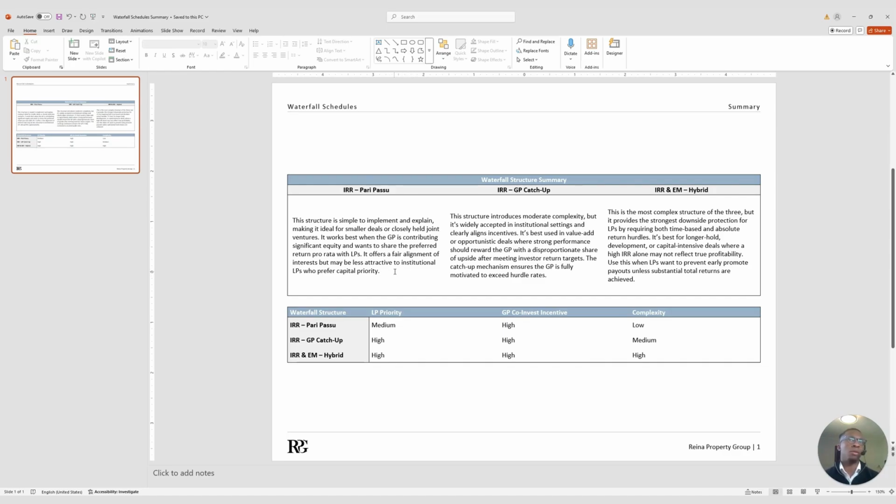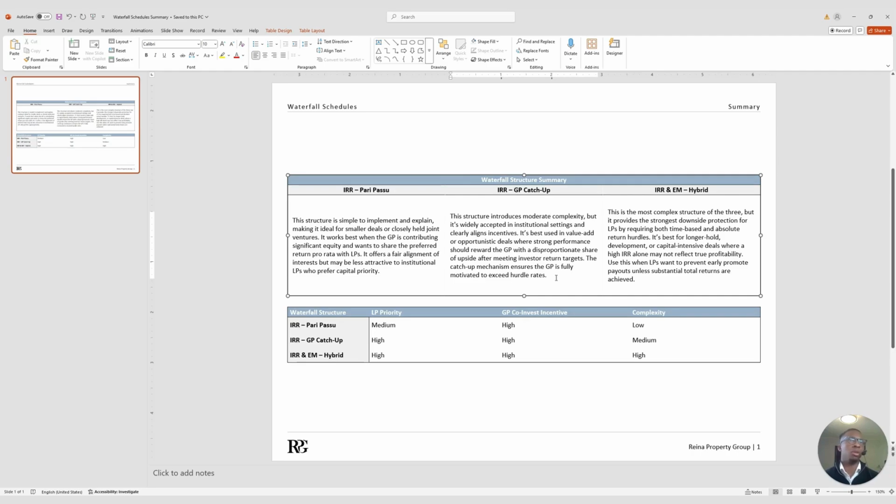But there is a drawback here, and the drawback is that it offers fair alignment of interest, but it may be less attractive to institutional LPs like pension funds or funds that maybe just want to protect their risk a little bit more. They are definitely going to prefer the second waterfall that we went over, which is the GP Catch-Up. And this structure introduces moderate complexity, but it's widely accepted in institutional settings, and it still clearly aligns the incentives. So it's best in value add or opportunistic deals where strong performance should reward the GP with a disproportionate share of upside after meeting investor return targets.